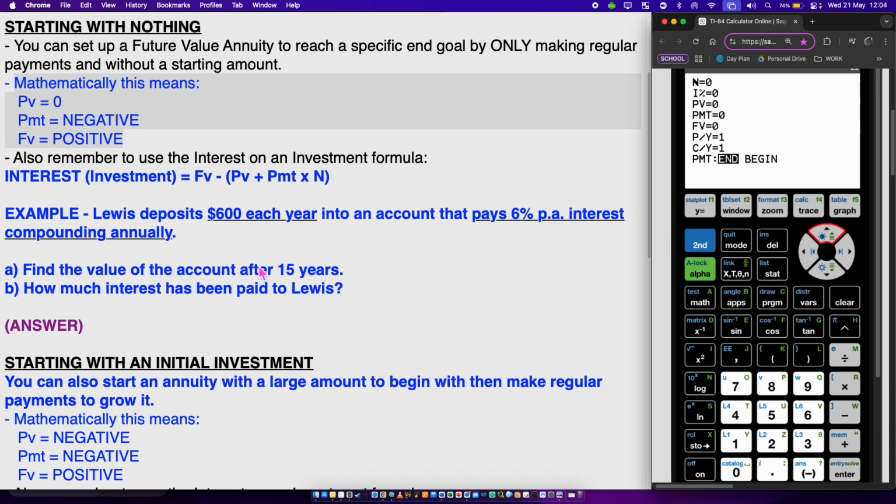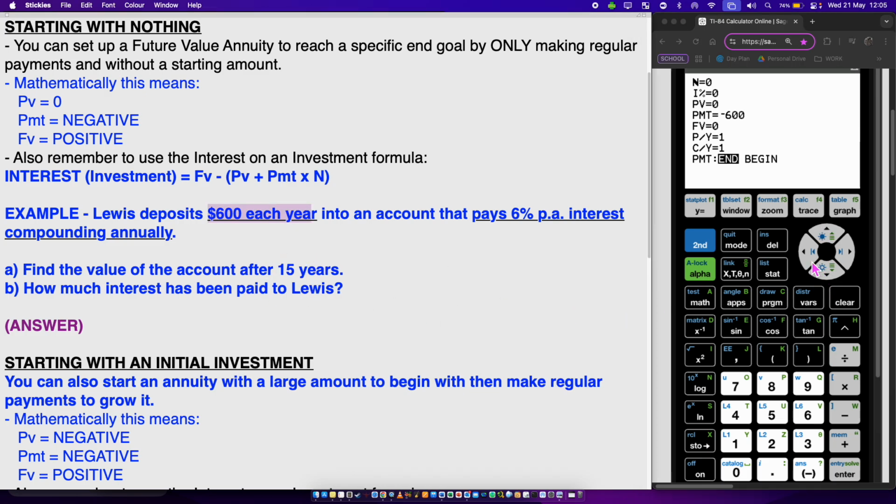So starting off fresh. Lewis deposits. No one cares that it's Lewis, but we care that they deposit $600 each year into an account. Does it say he's starting off with anything in the beginning? No. He's just putting $600 each year. So PMT, positive 600 or negative 600? Negative. Why? Because the money is going from him to the bank. FV is what I'm solving for. It's compounding annually, so PY and CY will both be 1.